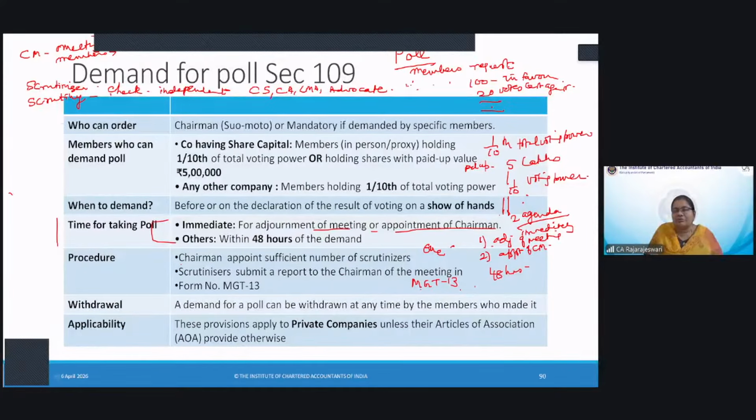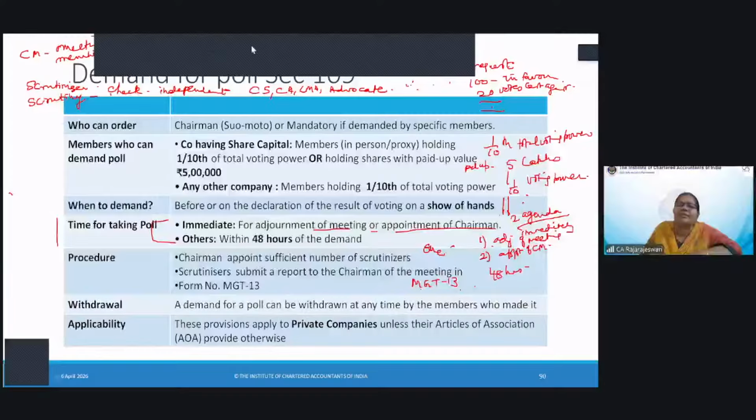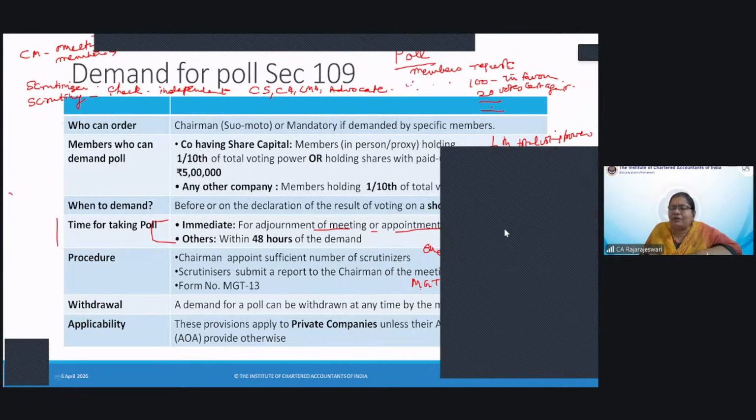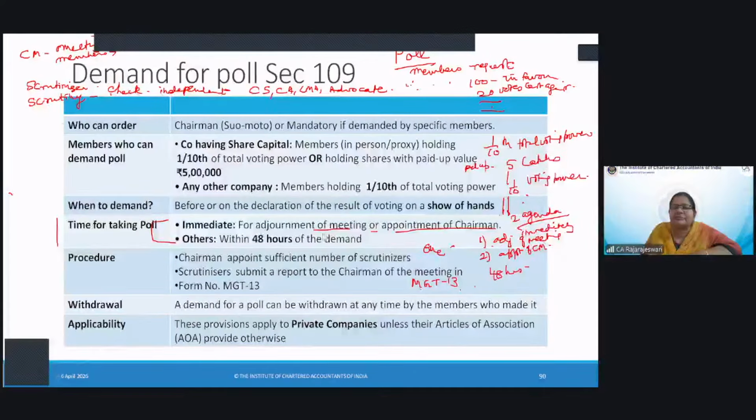Both start with A. Either some way or the other, you should remember adjournment of meeting. See, the meeting stands adjourned to some other day. So there also you should take an immediate poll. What is the meaning of that? That cannot wait for 48 hours. So you are taking it immediately.